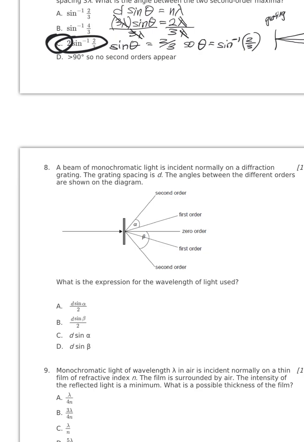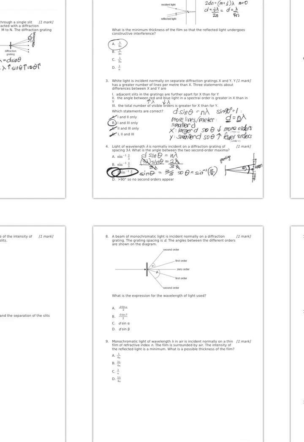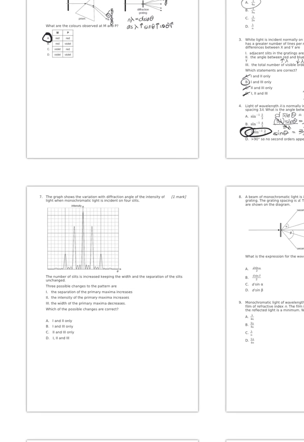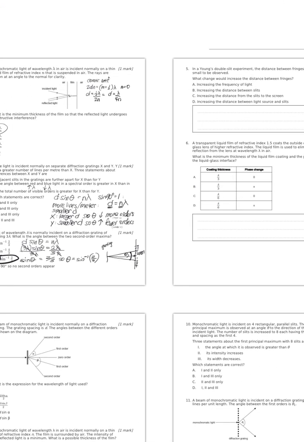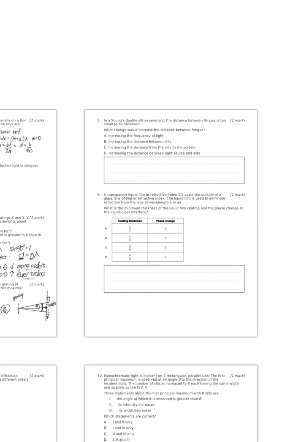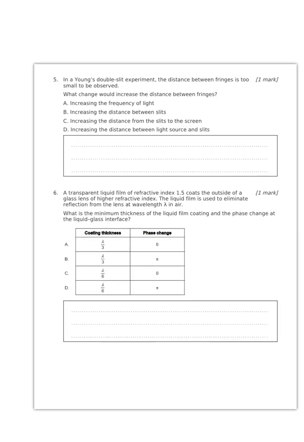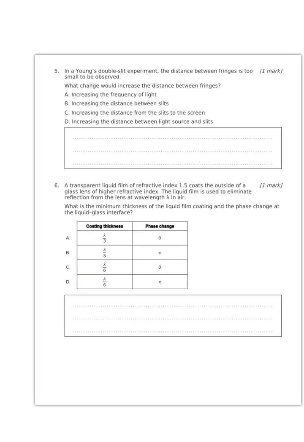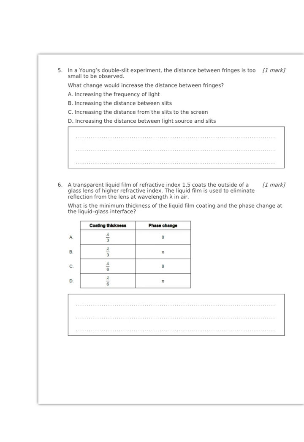All right, number 8. Wait, not number 8. I just did number 4. I was about to say, that went quick. Here we go. Number 5 is over here. Number 5, Young's double slit. All right, 2 slit, let's go.